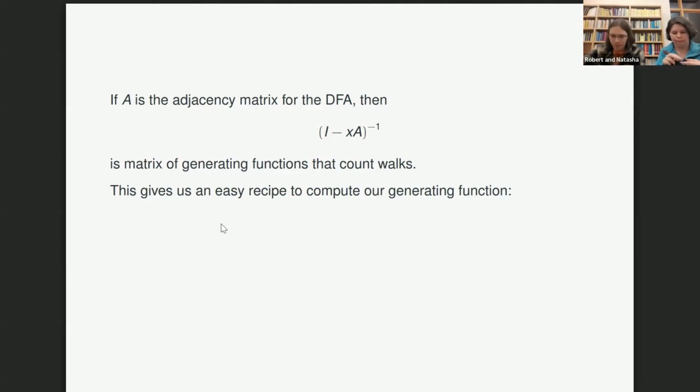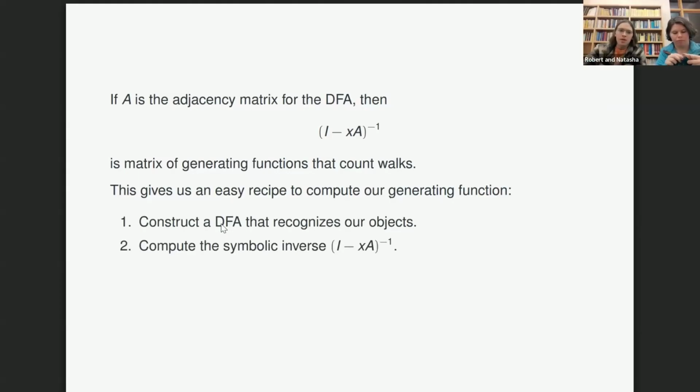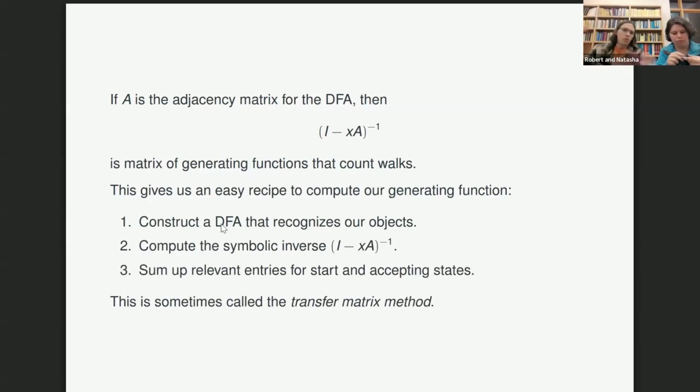And this was our recipe. We wanted to construct a DFA that will recognize the Gram matrices, then compute some symbolic inverse that will give us the right generating functions, and then you add up the entries that you want. You actually say, okay, you started here, you ended there, and that'll be our generating function.